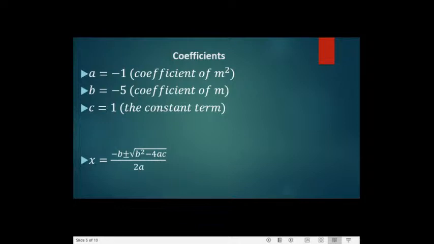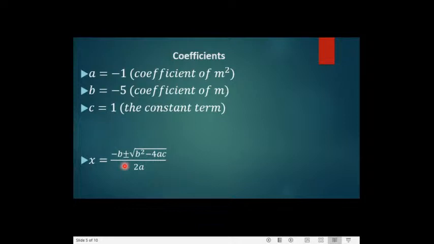Now that we have identified the coefficients, we are going to substitute them in this formula. So we have a is equal to negative 1, b is equal to negative 5, and c is 1. Remember, negative b, positive or negative, the square root of b squared minus 4ac divided by 2a. This negative is alone here. If you want, you can just write negative, then open the brackets, then put the b inside, so that as you substitute, it does not become very difficult for you.